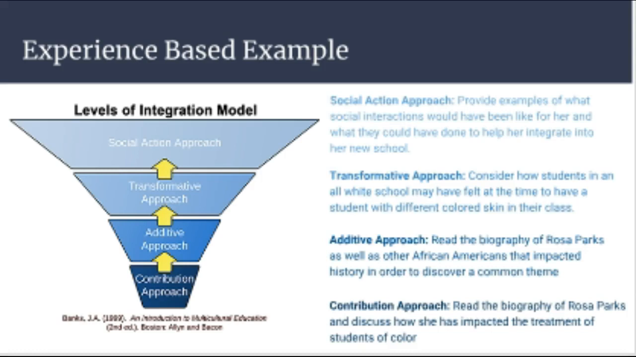The last approach coined by Banks and the highest level of integration is the social action approach. And an example of this would be to prepare the children for the ability to analyze social situations and participate in social change. And when this approach is used, the students are becoming decision makers. And after reading about Rosa Parks, students may be asked to provide examples of what social interactions would have been like for her and what they could have done to help her integrate into her new school if they were there with her. Students could also discuss examples of racism that still occur and what they can do to prevent it.